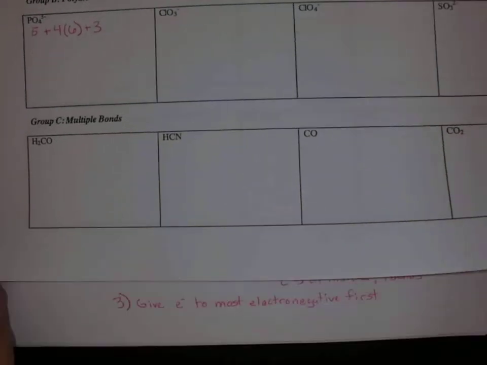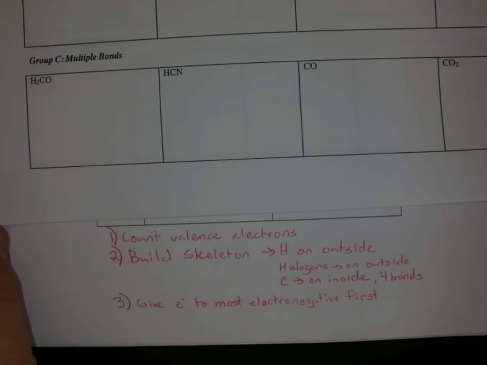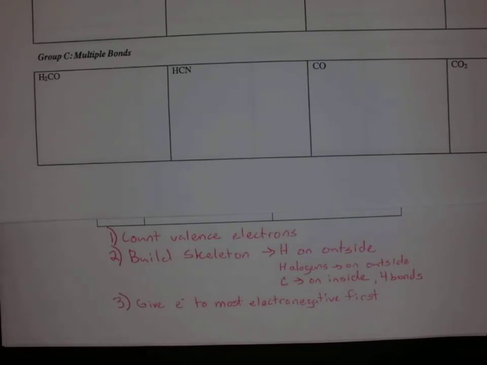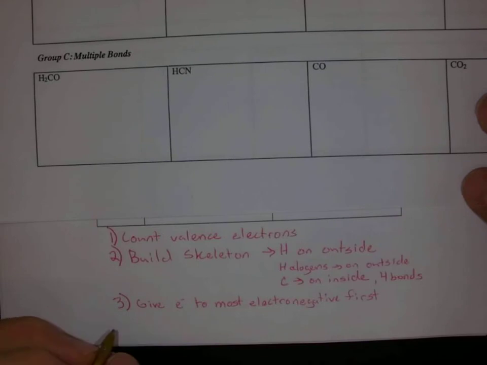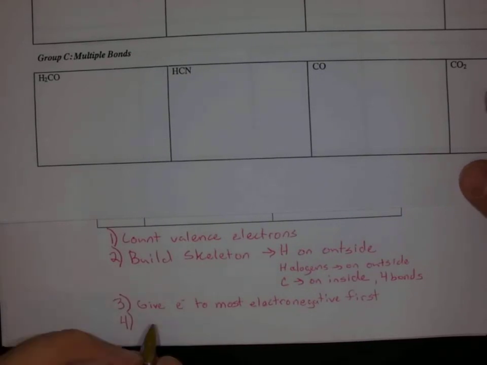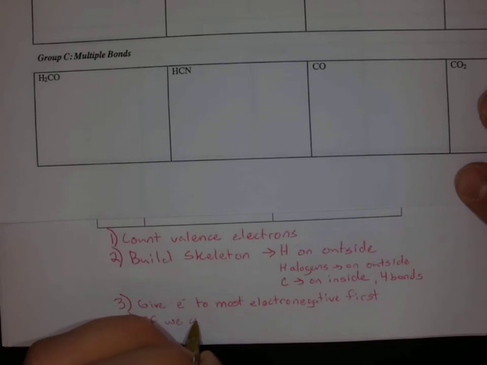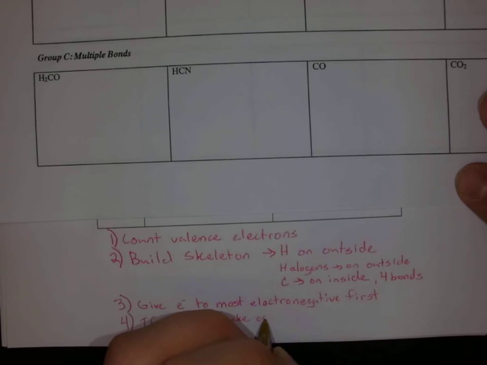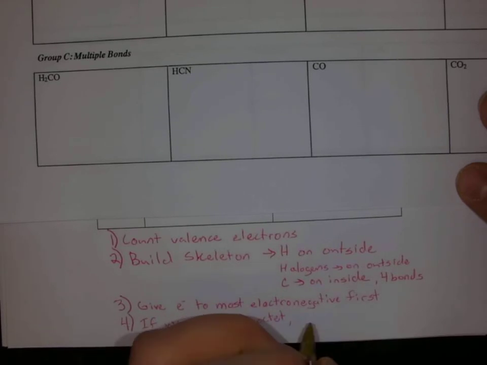Let's look now at our multiple bonds section. For our multiple bonds, when do we get to start making double and triple bonds? That's going to come into play with number 4 here. If we can't make an octet, now we share.